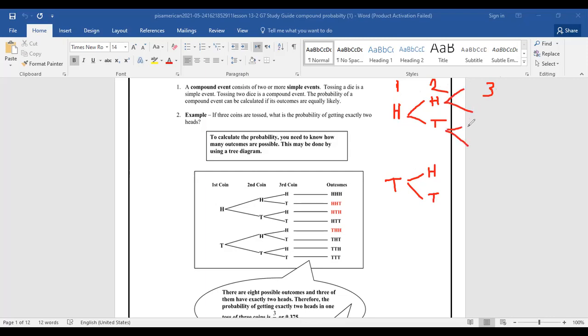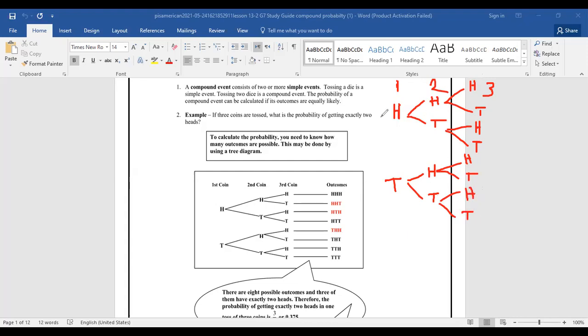So for each one also we have 2 options. It could be head or tail, and this one head or tail, and here too head, tail, and this one head, tail.